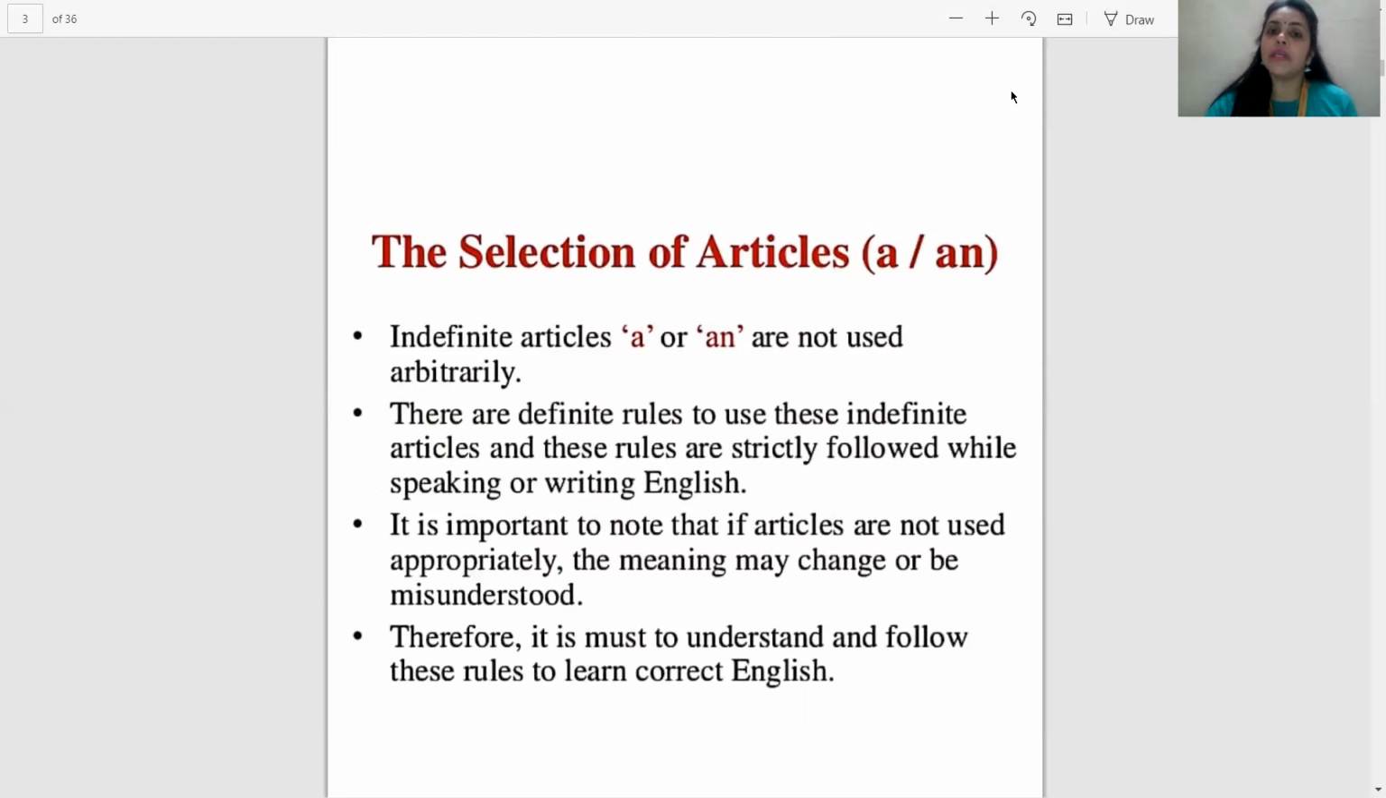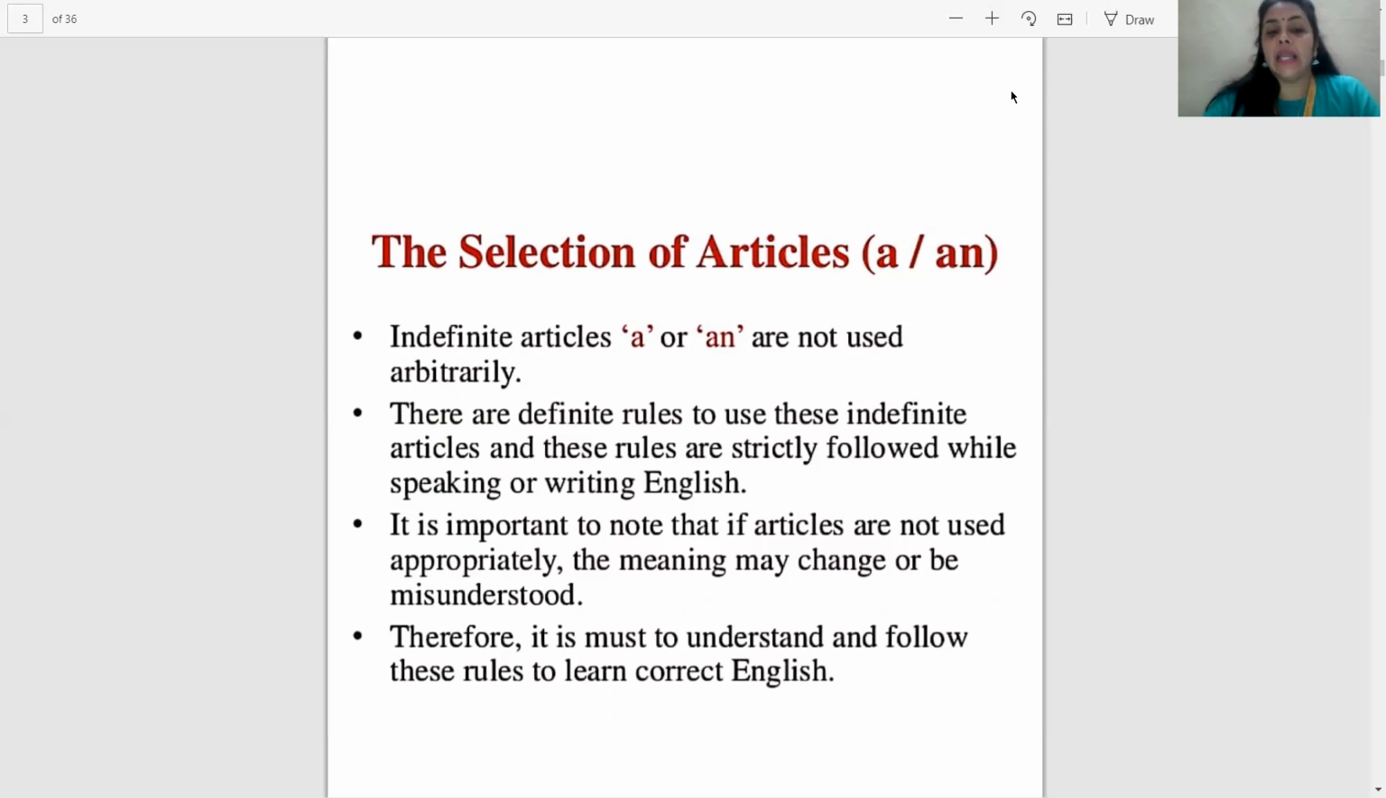Now there should be a selection of articles. We cannot use all the articles everywhere, and basically there are three articles which are categorized into two: indefinite articles and definite articles. The selection of articles. Now the major problem which arises is how to choose a or an in a sentence.